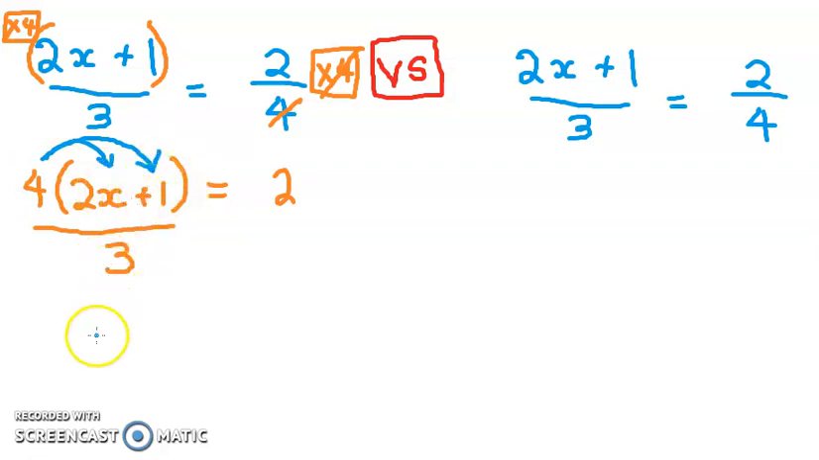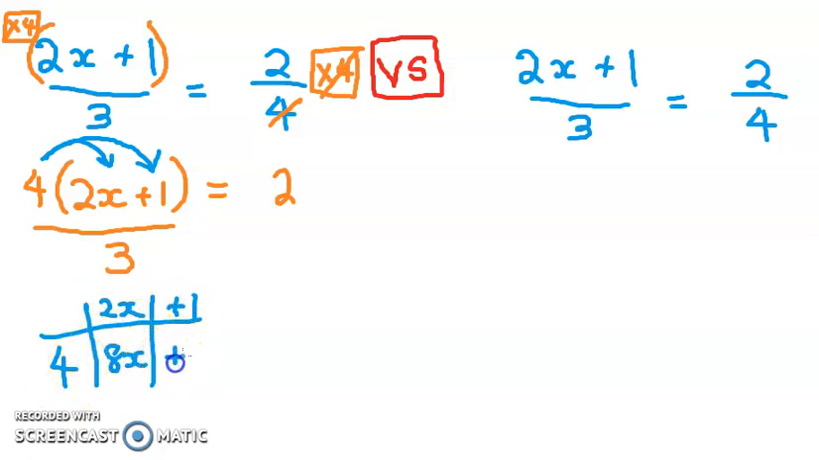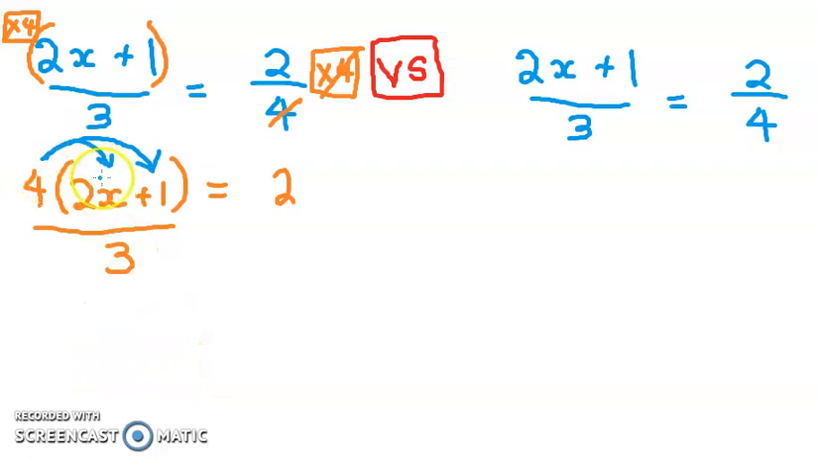You can do the tic-tac-toe method if you want. This is 4, this is 2x plus 1. So 4 times 2 is 8x, 4 times 1 is positive 4. You'll get 8x plus 4. Similarly, if you do the rainbow method, 4 times 2x is 8x, 4 times 1 is plus 4. You still get the same answer regardless, equal to 2.